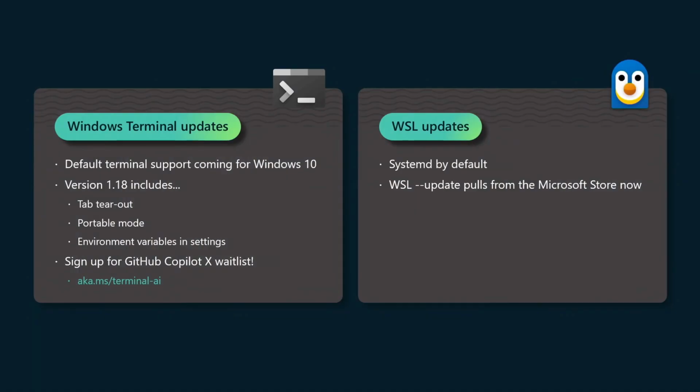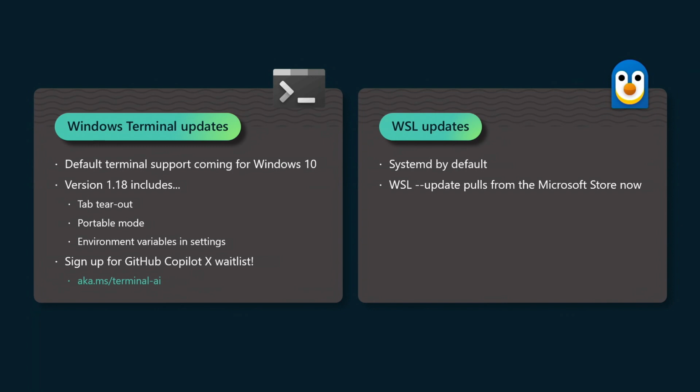So Windows Terminal now supports default terminal in Windows 10 coming at the end of this month. So in Windows 11, we made Windows Terminal the default by adding a setting into the developer settings page and then automatically set it to terminal. In Windows 10, we'll still give you that setting, and then you can go in and set terminal as your default if that's your preference.